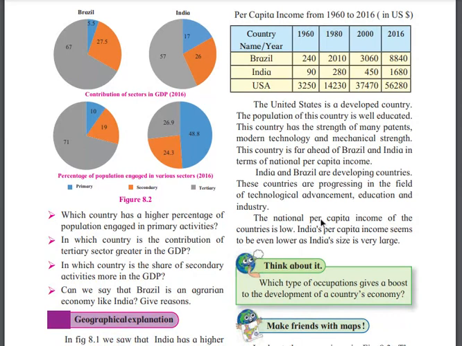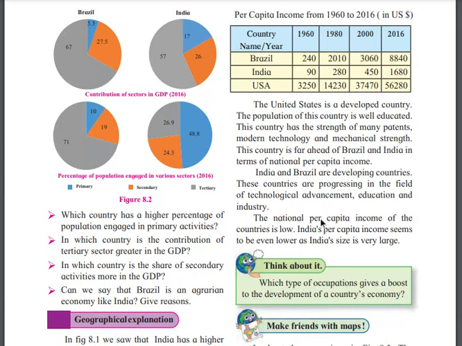That's why the dollar currency is exchanged from one country to another. The population of this country is well educated, and this country has the strength of many patents. They have many brands, modern technology, and mechanical strength, and this country is far ahead of Brazil and India in terms of national per capita income. The United States of America is far ahead of us.